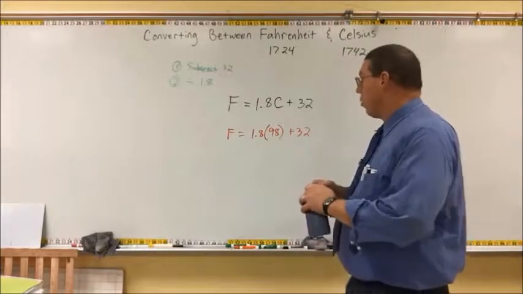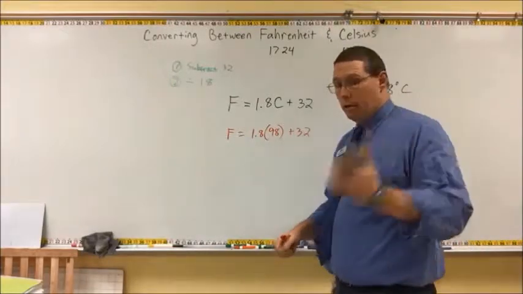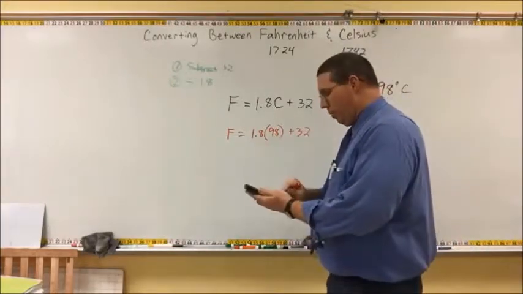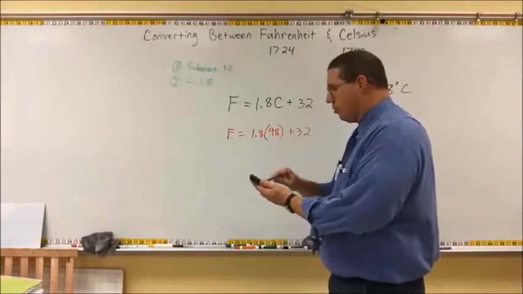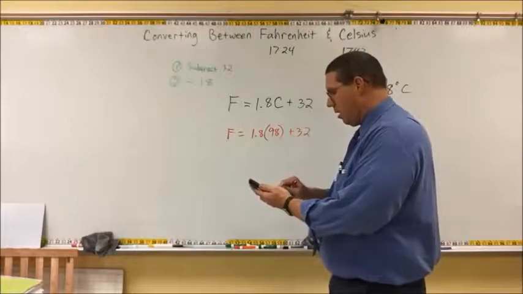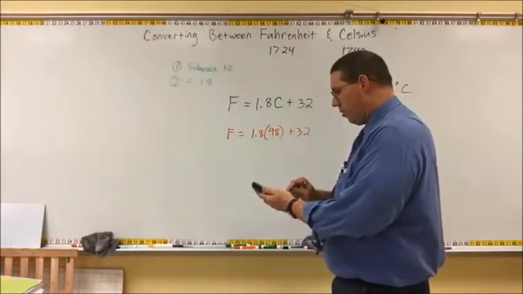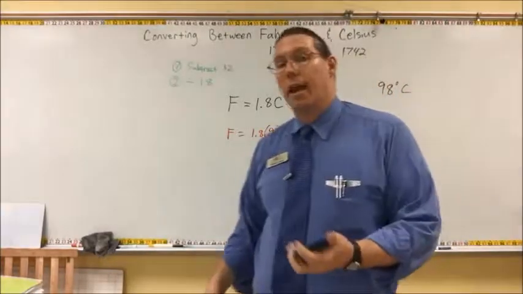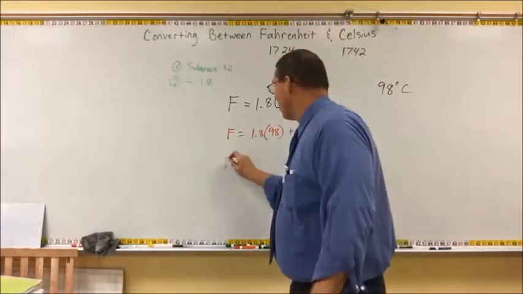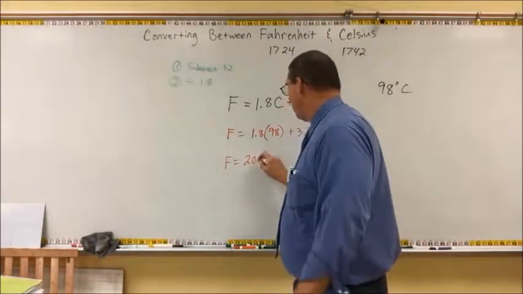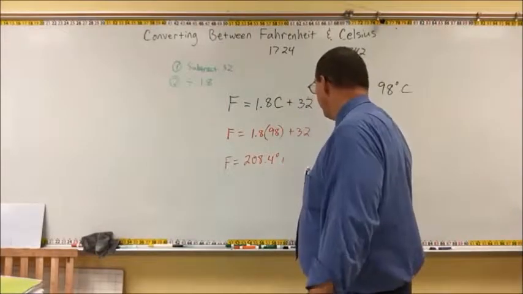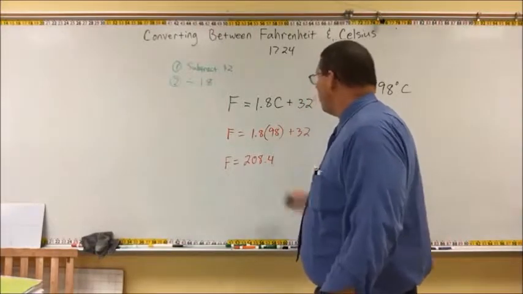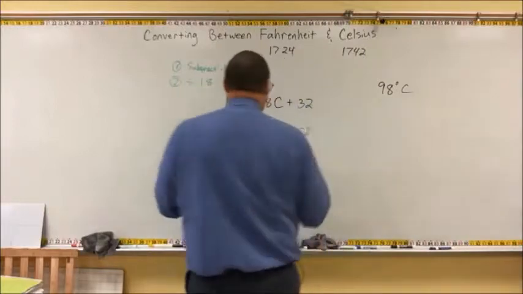Well, I can just plug this whole thing right into a calculator. I can just type in 1.8 times 98, and then add 32. Enter, and I get 208.4. So in this case, my Fahrenheit measure would be 208.4 degrees. Okay?